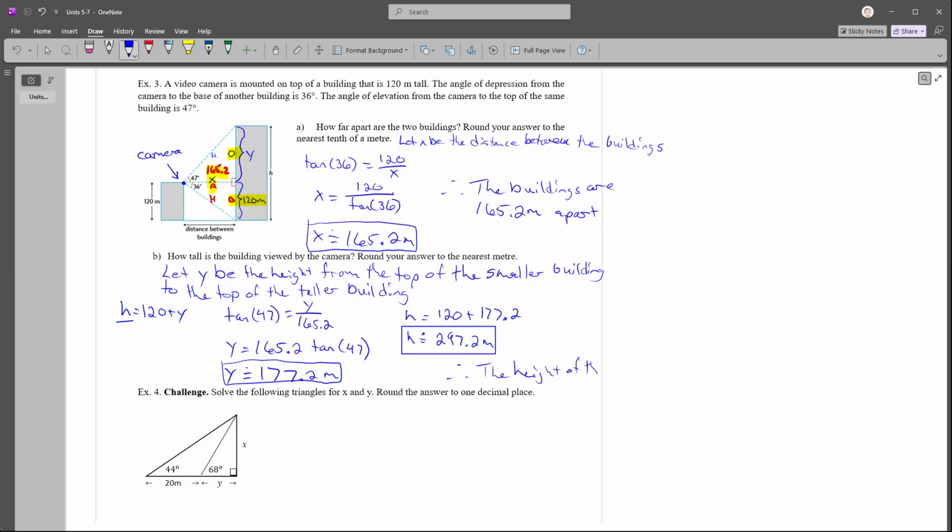It's a tall building. They use a lot of tall objects in these examples.